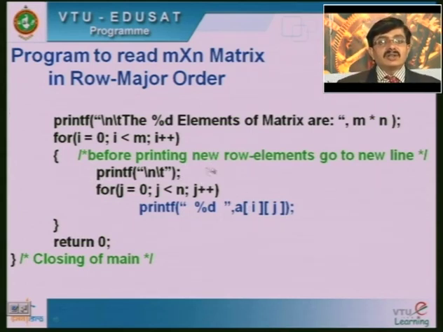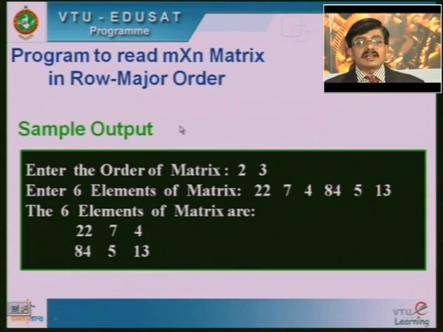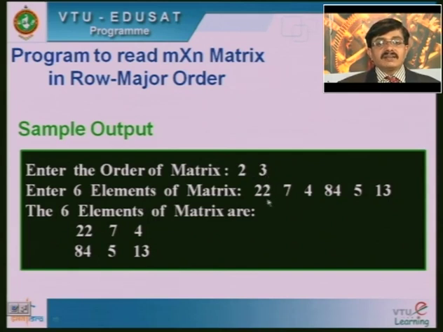So to print the elements in a row major order, but I am going to print the elements in the column major order. Before we see that, let us see the output here. This is a normal method of reading a matrix and printing a matrix. I am mentioning here the order of the matrix as 2 and 3. So, 6 elements I am entering here. The 6 elements of the matrix I am displaying as 22, 7, 4, 84, 5 and 13 as the elements of the matrix there.